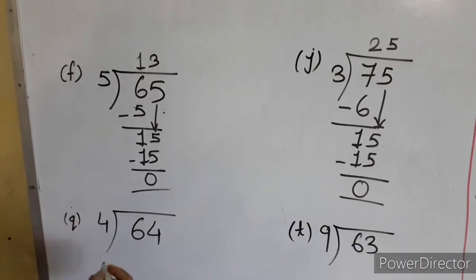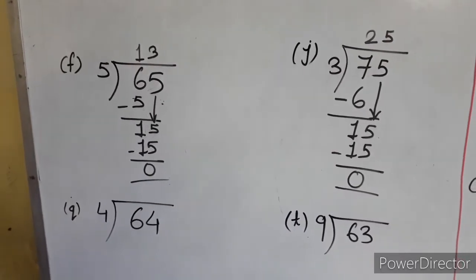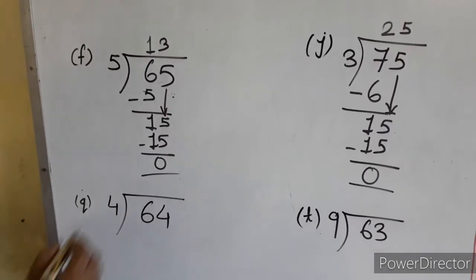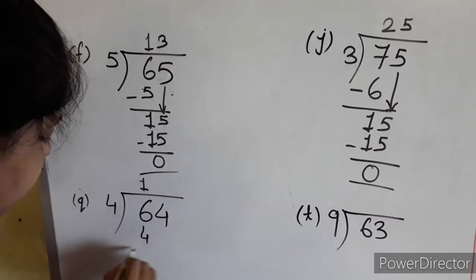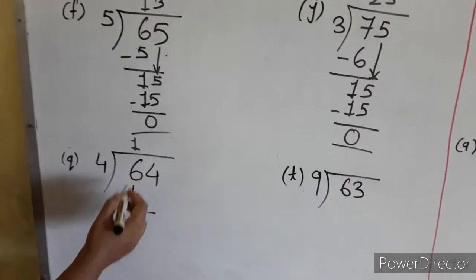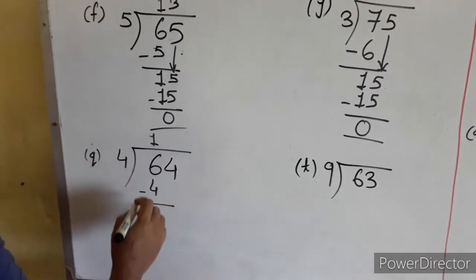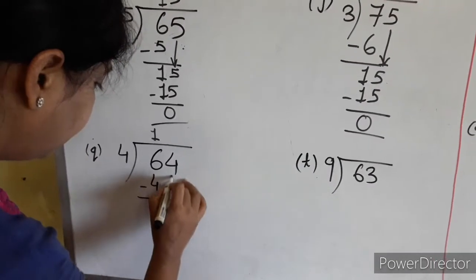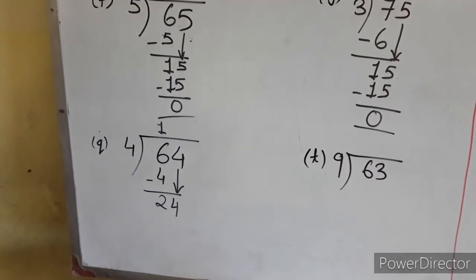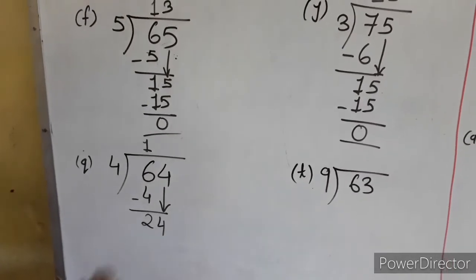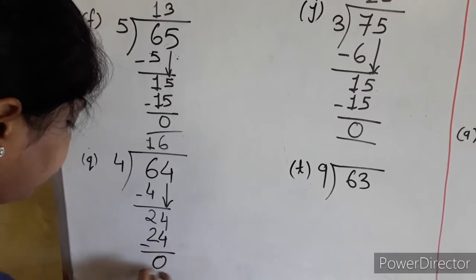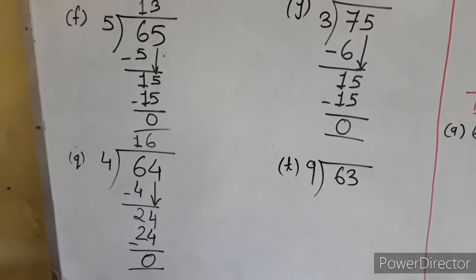Then next, remember the table of 4. 4 1 is 4, 4 2 is 8. That means it will not go with 4 2, so you have to write 4 1 is 4, because here we have to write the smaller number. Then 6 minus 4 is 2, and 4 comes down to make 24. Again 4 1 is 4, 4 2 is 8, 4 3 is 12, 4 4 is 16, 4 5 is 20, 4 6 is 24. This will be 0. Like this way you can do.